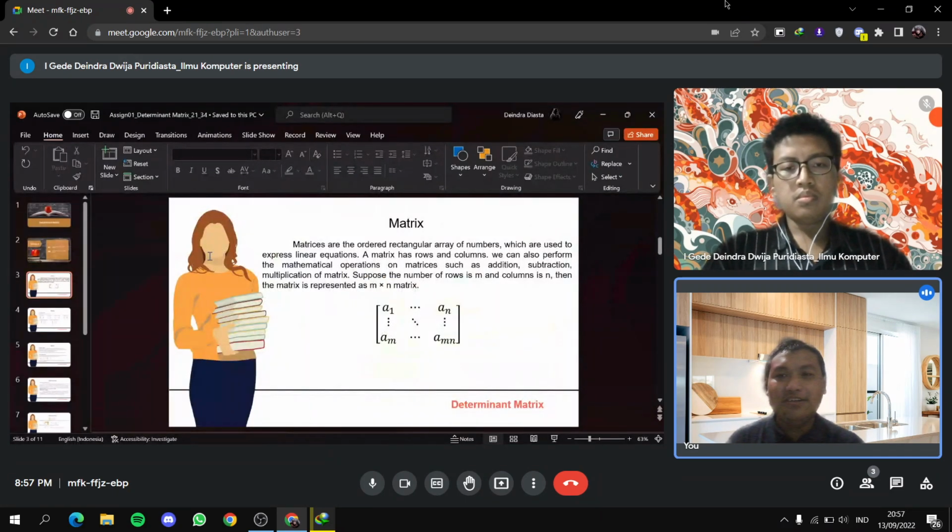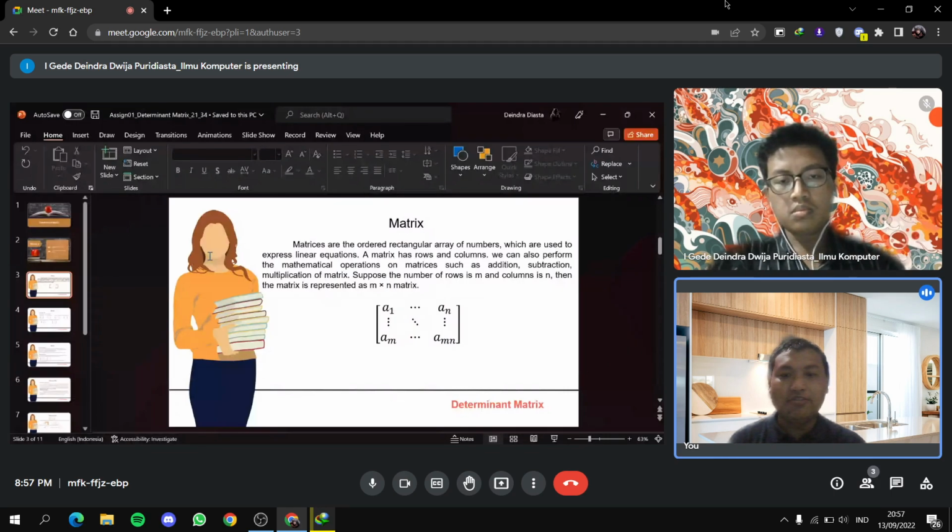Okay, so let's start with the matrix. A matrix is an ordered rectangular array of numbers which are used to express linear equations. A matrix has rows and columns. We can also perform mathematical operations on matrices such as addition, subtraction, and multiplication of matrices. Suppose the number of rows is m and columns is n, then the matrix is represented as an m times n matrix, as seen below.